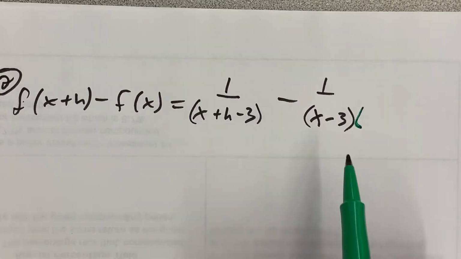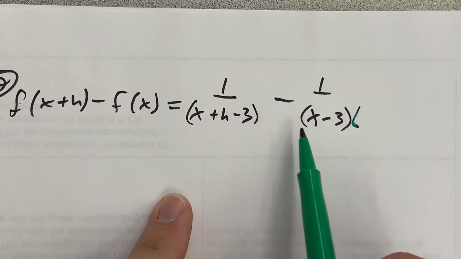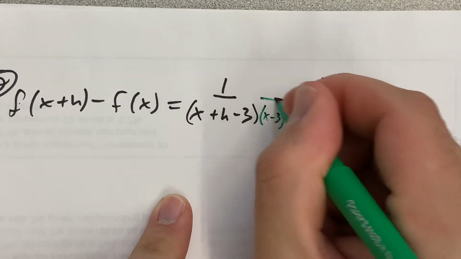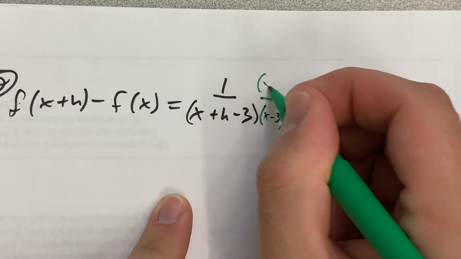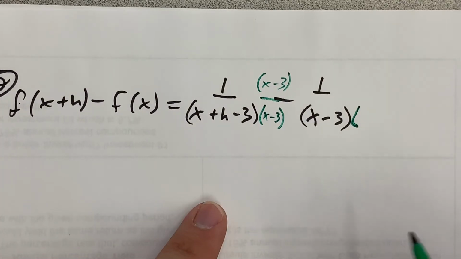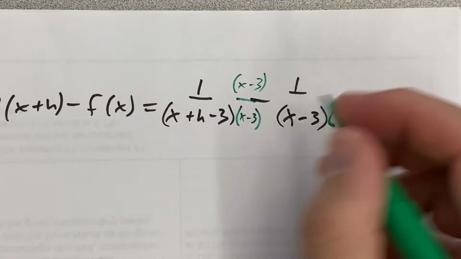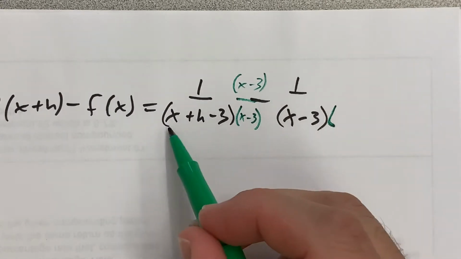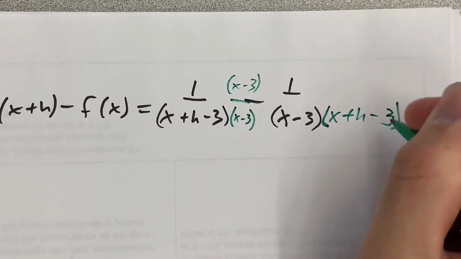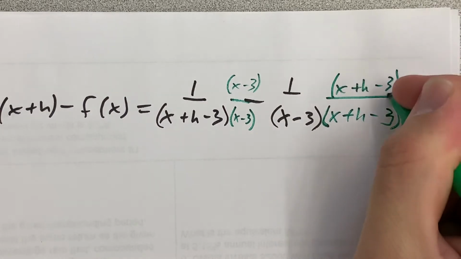So let's find a common denominator. The way I like to think about this is, this denominator has an x plus h minus 3. It does not have an x minus 3. We should give it an x minus 3. But we can't just write x minus 3. We have to be a little bit more careful than that. We have to put an x minus 3 in the numerator as well, so that we're just multiplying by 1. Okay? This is number 6, step 2. All right, anyway, then over here, I notice that I've got x minus 3, but I don't have an x plus h minus 3. So I will give it an x plus h minus 3, but I have to do it on top and bottom.